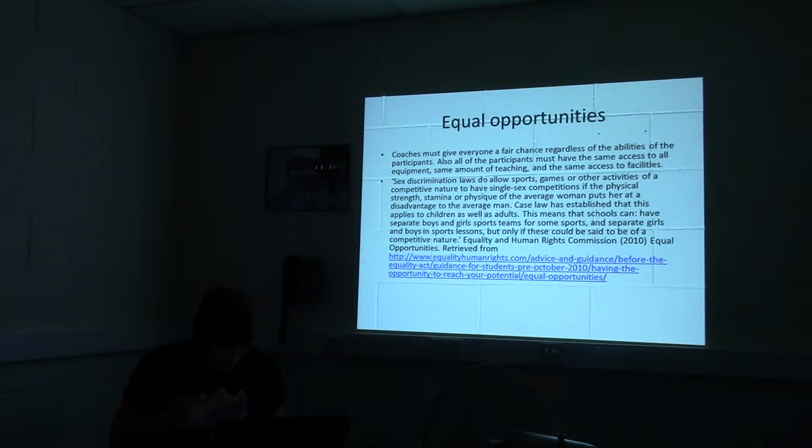Sex discrimination laws do allow sports, games or other activities of a competitive nature to have single-sex competitions if the physical strength, stamina or physique of the average woman puts her at a disadvantage to the average man. Case law established that this applies to children as well as adults. This means that schools can have separate boys and girls teams for some sports and separate girls and boys in sports lessons, but only if these could be said to be of a competitive nature.